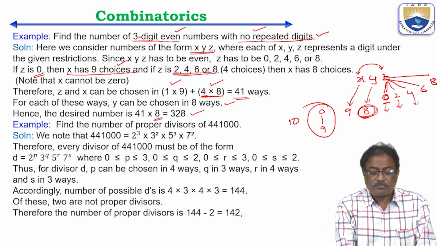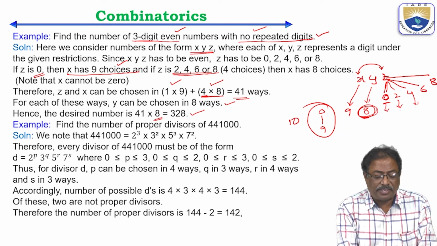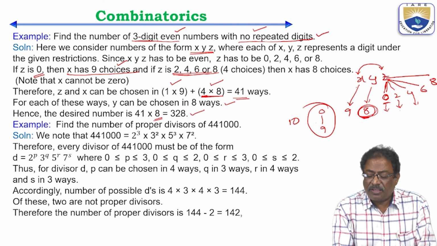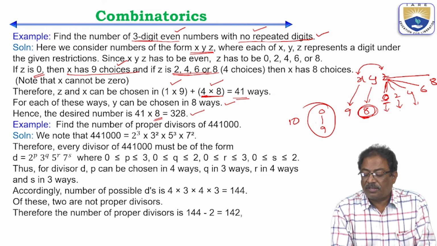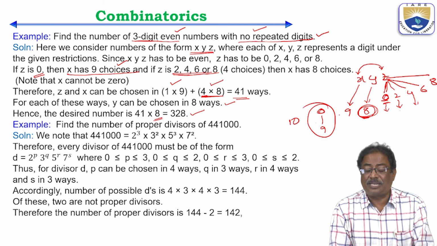So here, then x is having 8 choices. I cannot select x as 0, because if I take it as 0, then what I am going to get is a 2-digit number.